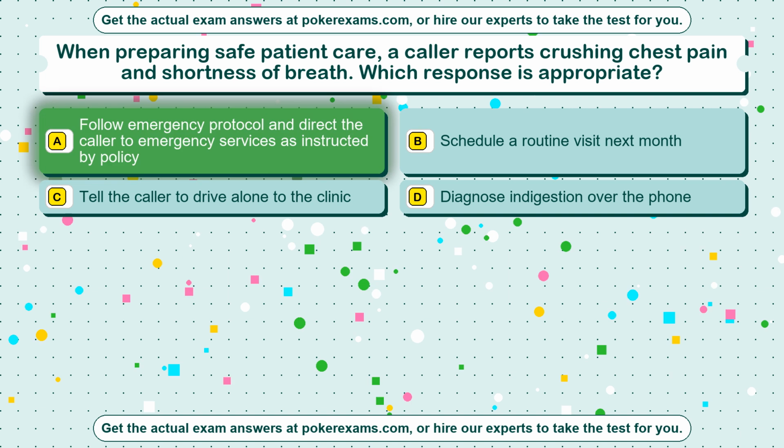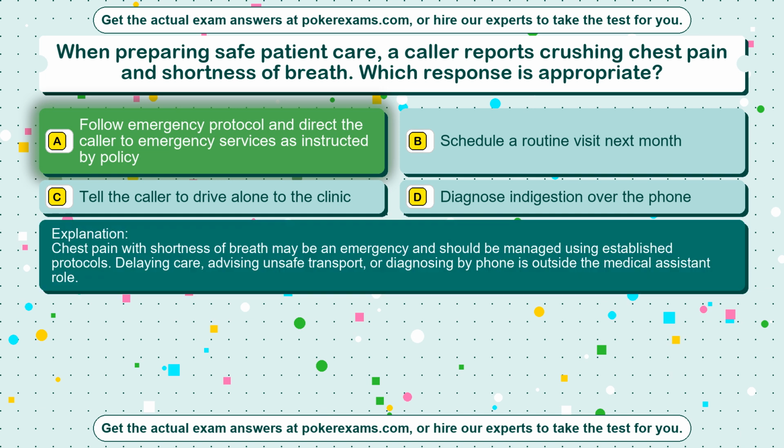The correct answer is option A. Follow emergency protocol and direct the caller to emergency services as instructed by policy. Chest pain with shortness of breath may be an emergency and should be managed using established protocols. Delaying care, advising unsafe transport, or diagnosing by phone is outside the medical assistant role.